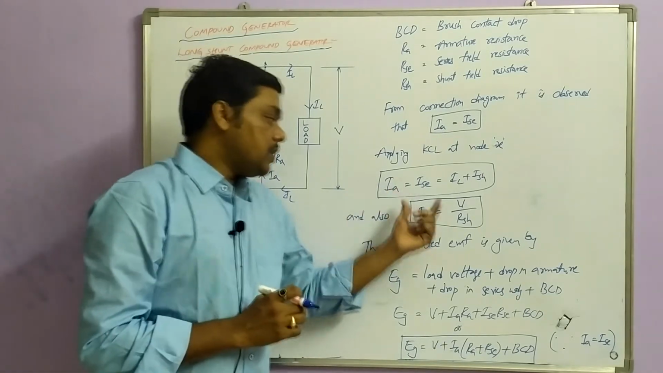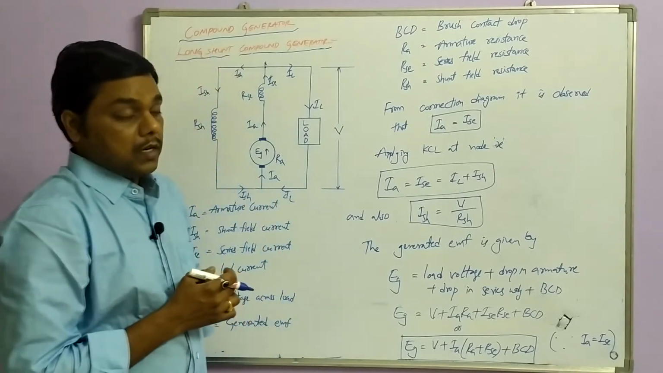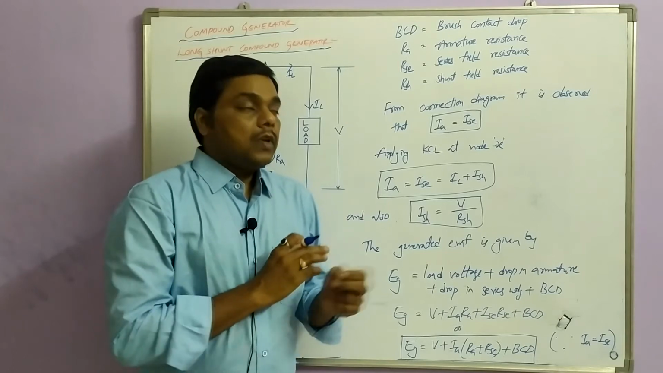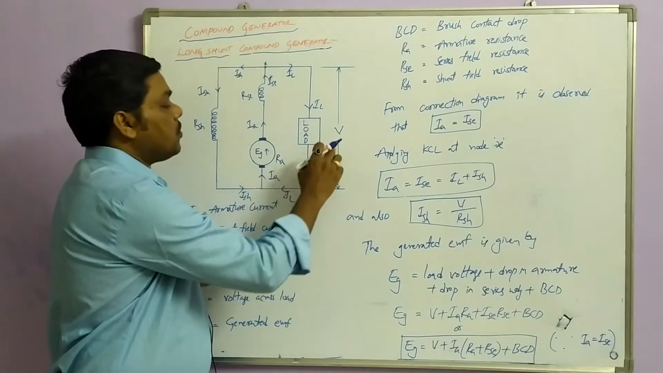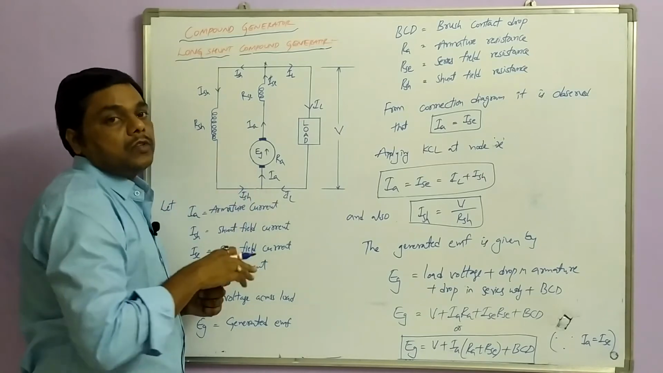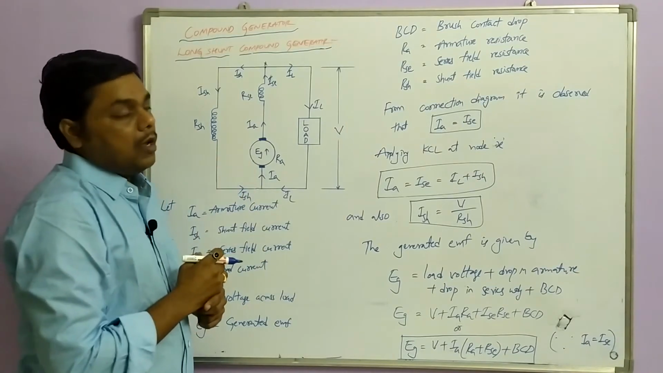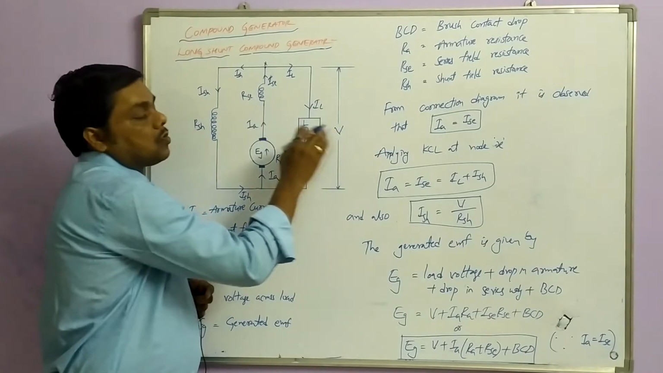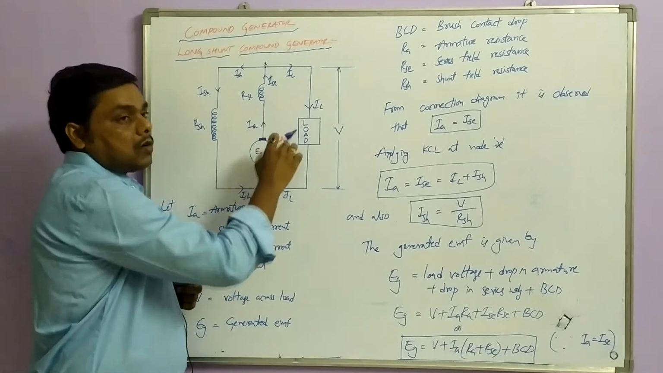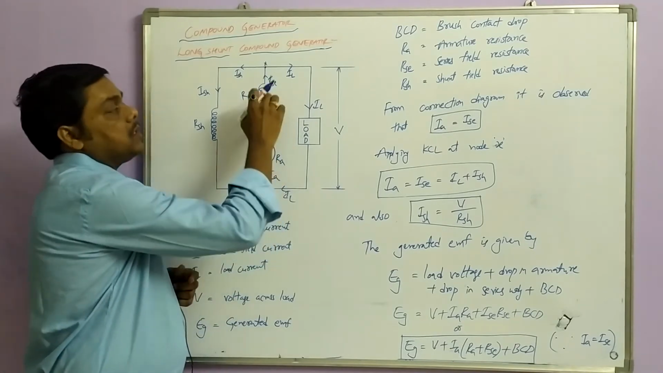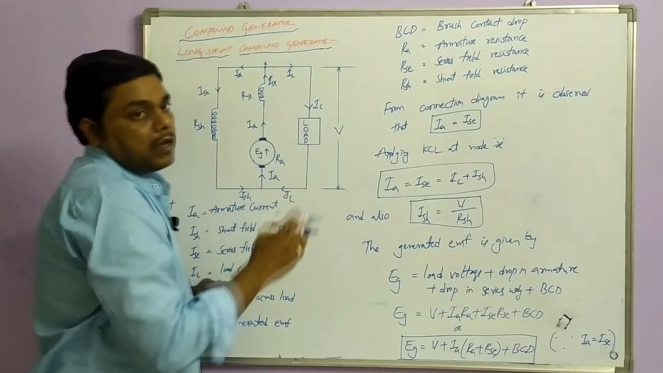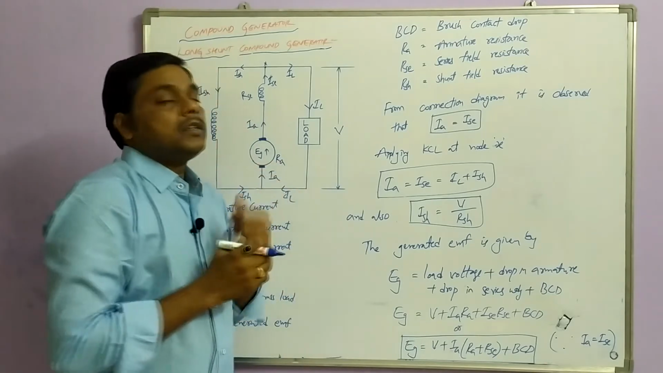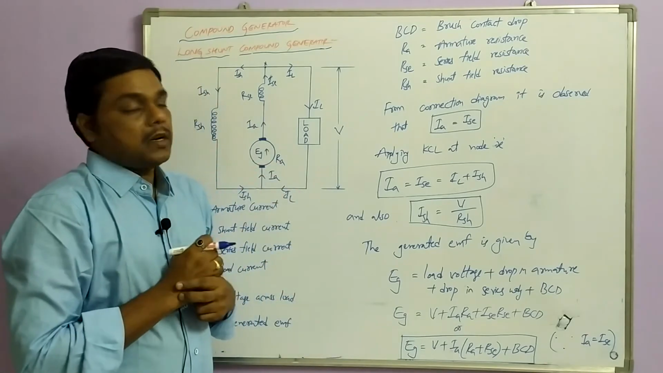Once you have evaluated these relations, we will go for the generated EMF and load voltage relations. So we always go with EG and V. Why? EG is the actually induced, generated EMF. But this generated EMF may not be 100% transferred to the load, since there is a drop across the armature, a drop in the series winding, or a drop in any other winding which is in the path of current flowing from the armature conductors.